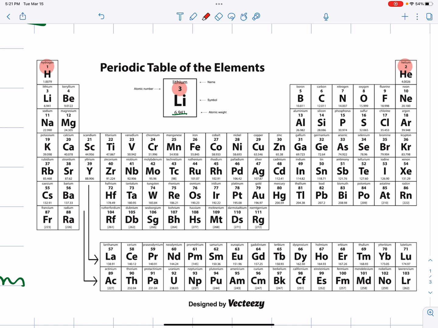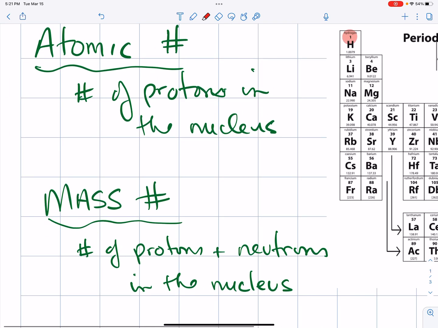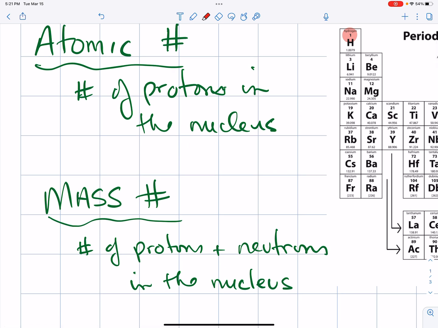When you look down further on the table, uranium, element number 92, its atomic number is 92, so it has 92 protons in its nucleus. So the atoms on the table are arranged by increasing atomic numbers. The number of protons in the nucleus tells you which element you're dealing with.